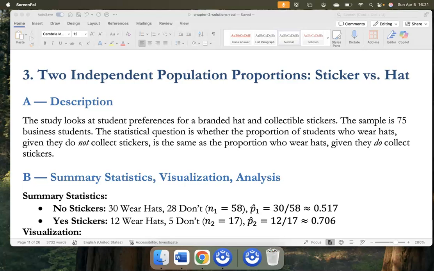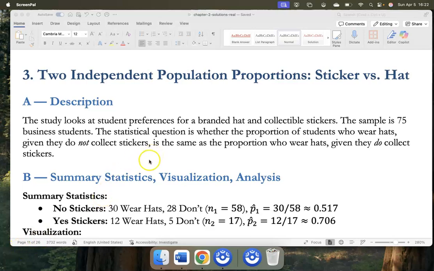Stickers and hats. So here we have two independent population proportions, stickers versus hats. A study looks at student preference for a branded hat and collectible stickers. The sample was 75 business students. The statistical question is whether the proportion of students who wear hats, given that they do not collect stickers, is the same as the proportion who wear hats, given they do collect stickers.